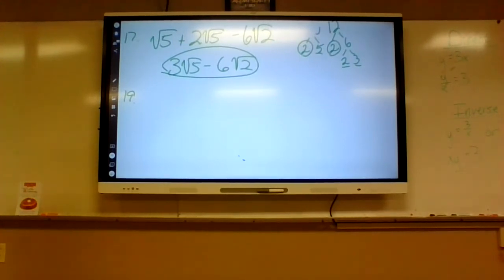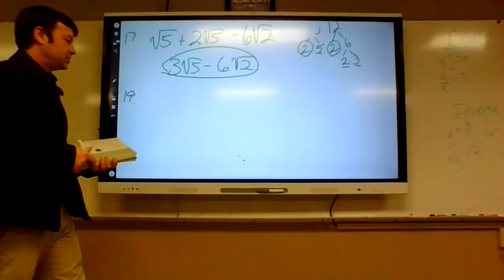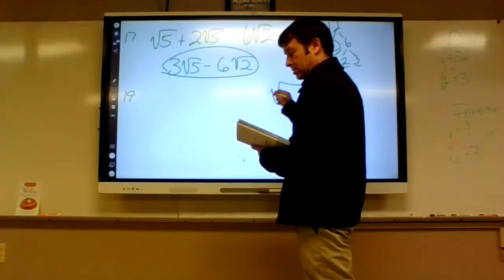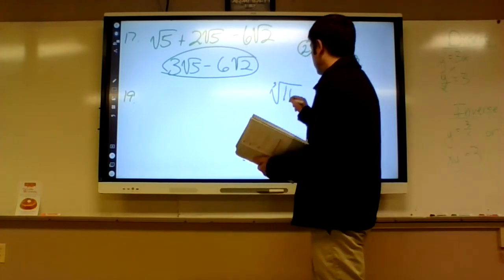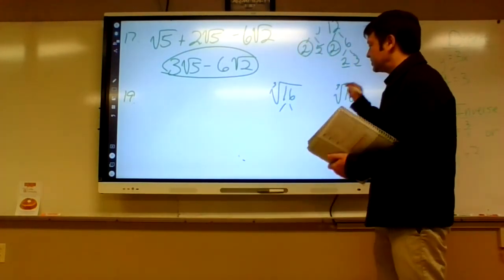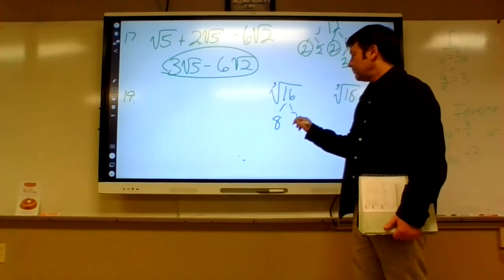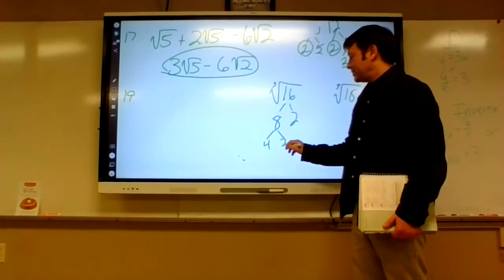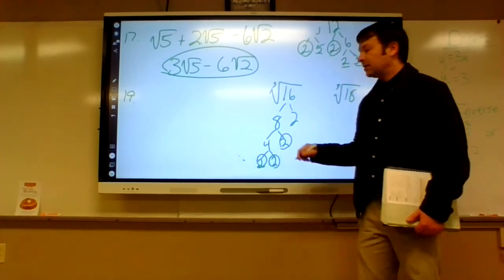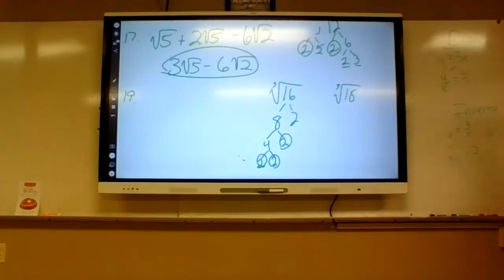We switch to cube roots, which means our calculators cannot save us. Alright, what goes into 16, 18? What goes into 16? 8 and 2. 8 actually has a cube root.